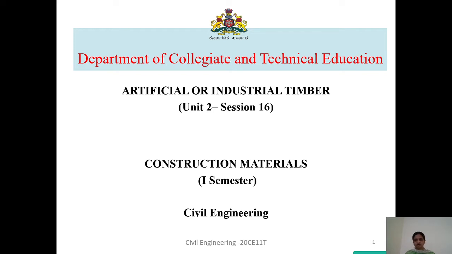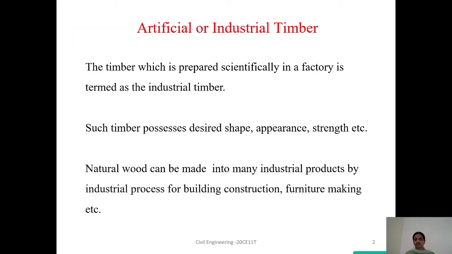Natural timber is a timber which is obtained naturally, and industrial timber or artificial timber is a timber which is obtained by scientifically processing the natural timber in the industry or factory. So the timber which is prepared scientifically in a factory is termed as industrial timber. As we are processing the timber, we can give it the desired shape, desired appearance and the desired strength. The natural wood can be made into many industrial products by industrial process for building construction, for furniture making, etc.